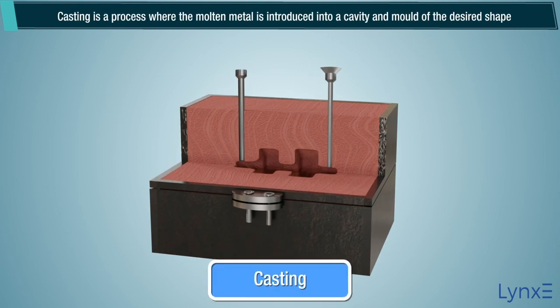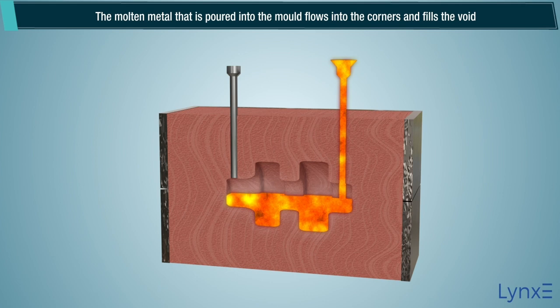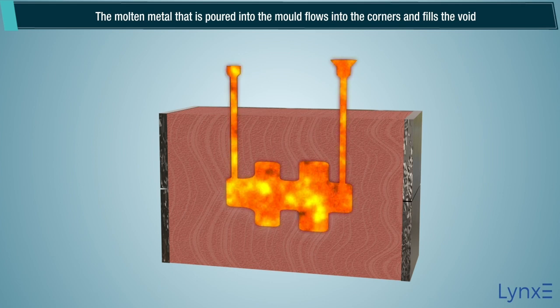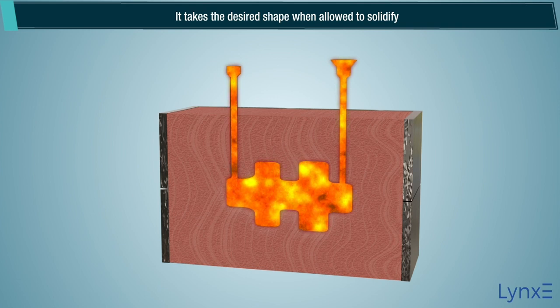Casting. Casting is a process where the molten metal is introduced into a cavity and mold of the desired shape. The molten metal that is poured into the mold flows into the corners and fills the void. It takes the desired shape when allowed to solidify.